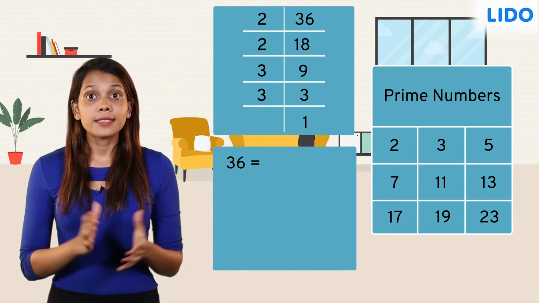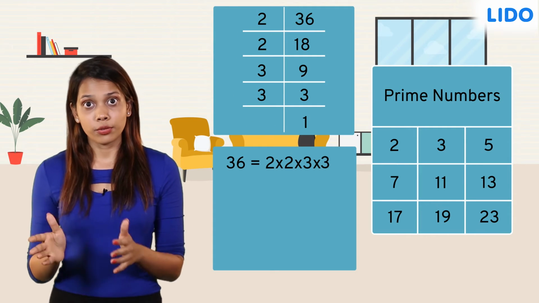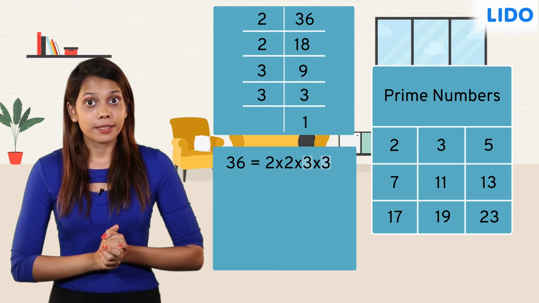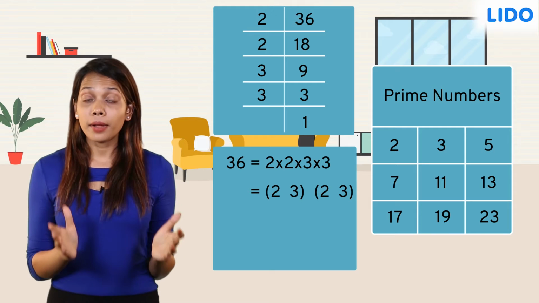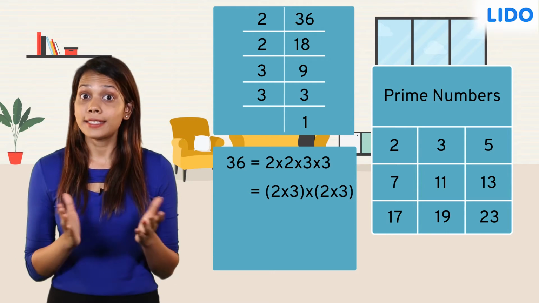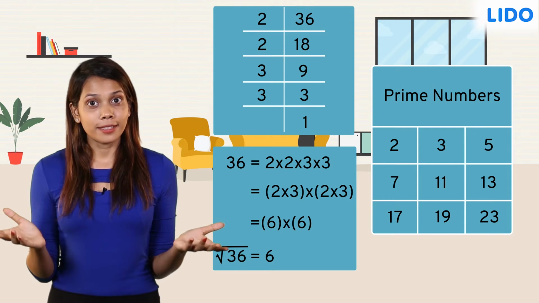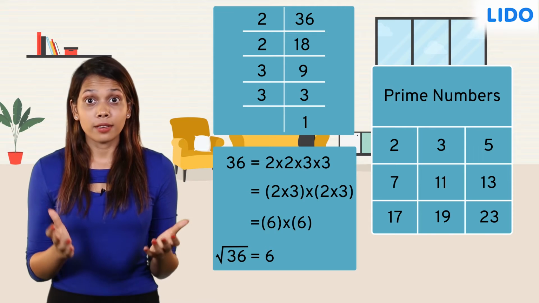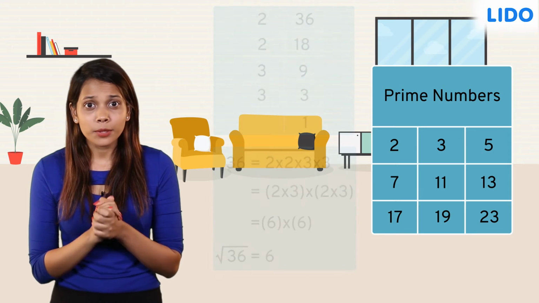Thus, 36 can be factorized as 2 into 2 into 3 into 3. Here, we have a pair of 2's and a pair of 3's. Let's take a single 2 and 3 from each of the pairs and multiply them together. We get 6. And as we know, 6 is the square root of 36. This way we can find the square roots by the method of prime factorization. And guess what? This works well for very big numbers too.